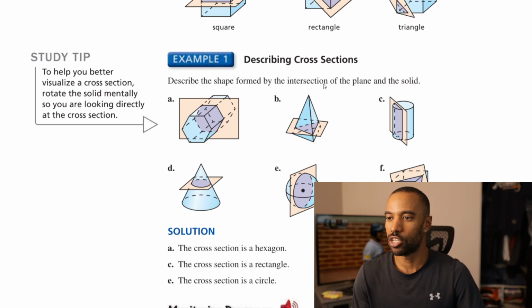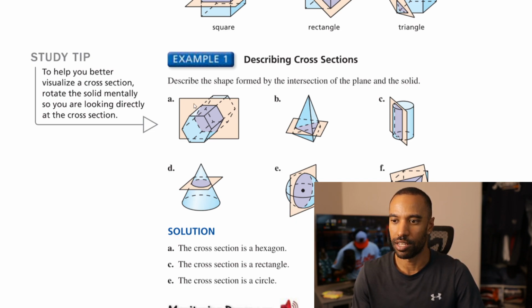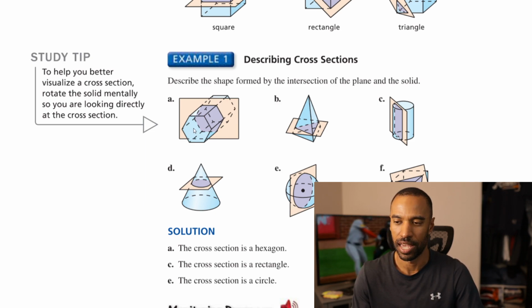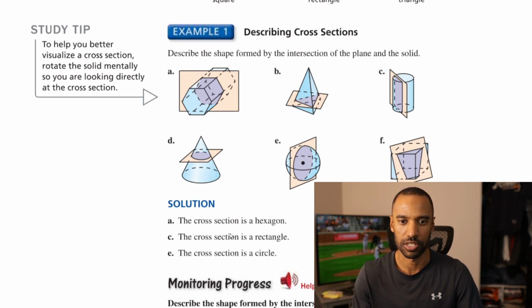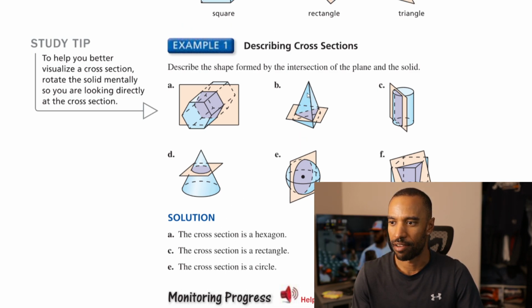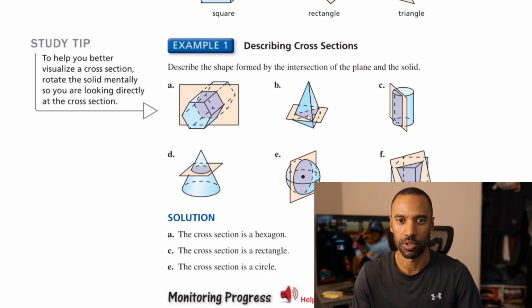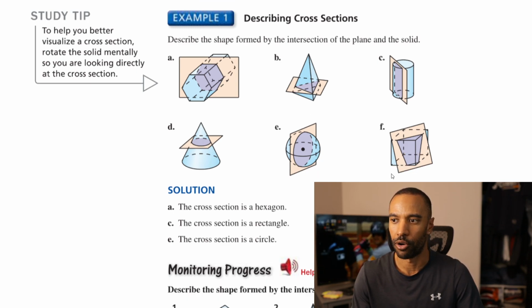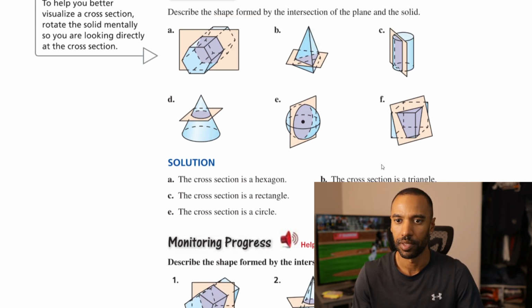Describe the shape formed by the intersection of the plane and the solid. So this first one, this plane is intersecting vertically with this hexagonal prism, and out comes a hexagon. That's the cross-section in purple. Cross-section's a hexagon. Part B, you have some triangular pyramid, and this is cutting horizontally through it. Out comes a triangle. I don't know what kind. They just called it a triangle right here.